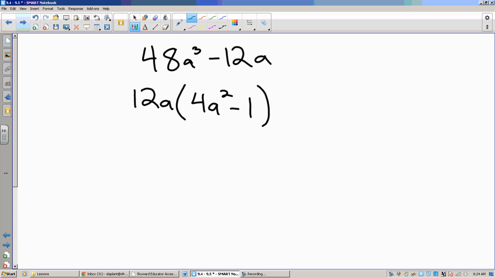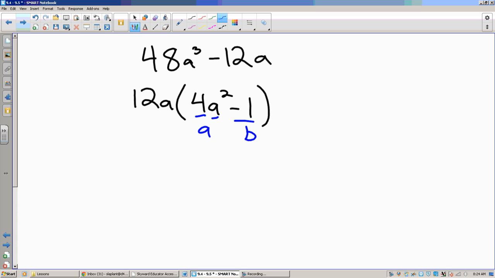So now we look at this. And once you're done factoring, always look to see, are you completely done? Is there anything else you can factor? One of the questions you ask yourself is, do you have the difference of two perfect squares? In this case, is 4a squared a perfect square? Yes. Is 1 a perfect square? Yes. Okay.